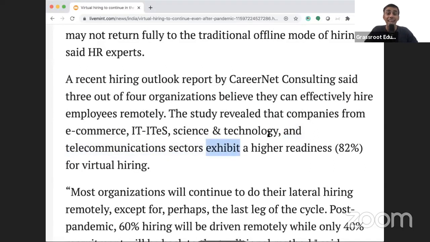exhibit a higher readiness for virtual hiring. So at the end, your tone should dip, for virtual hiring.